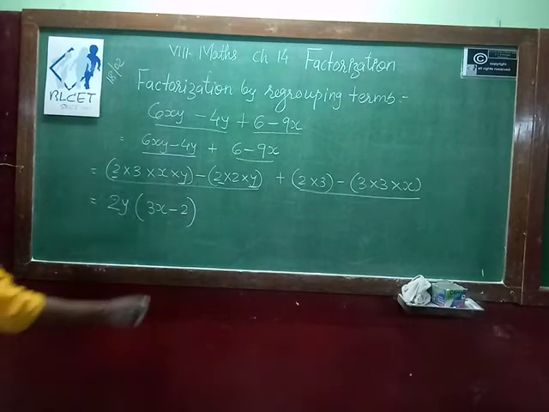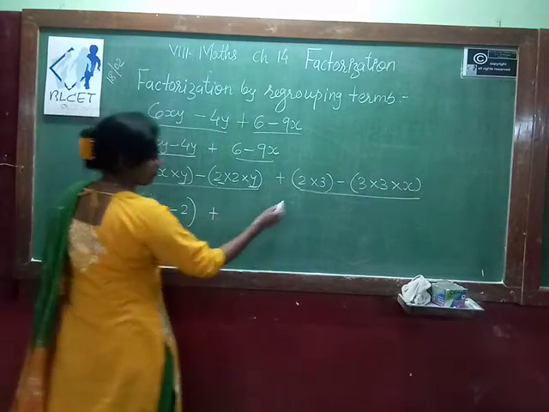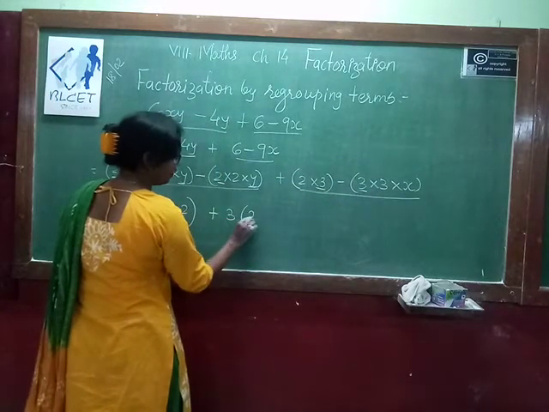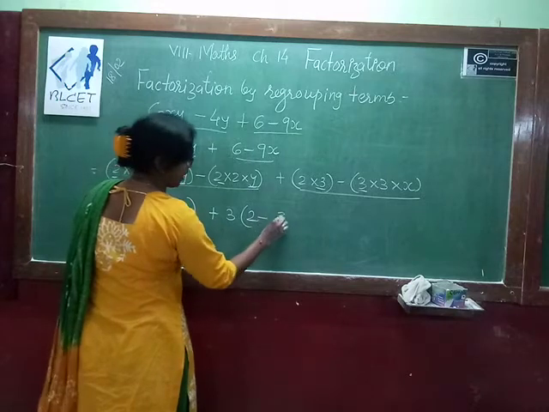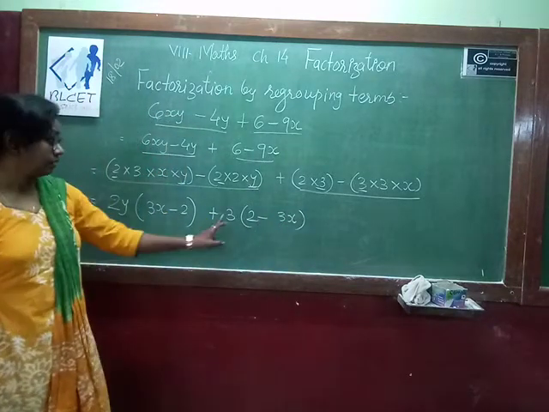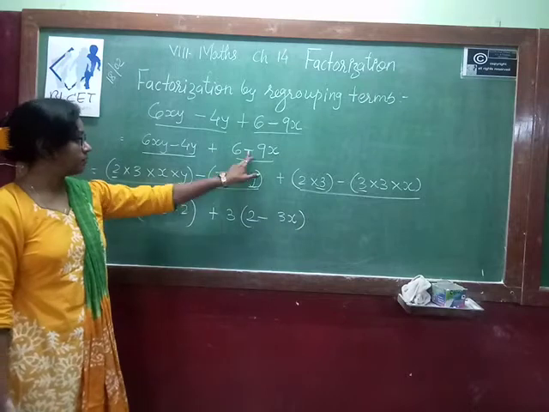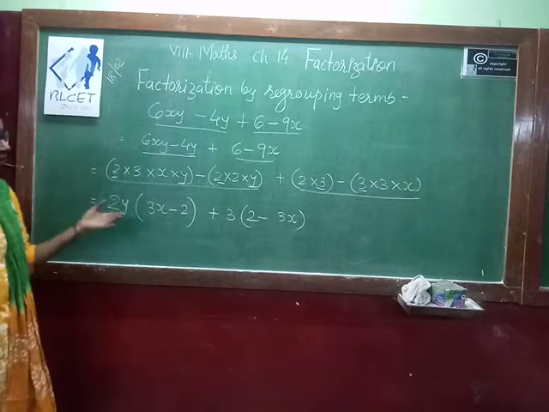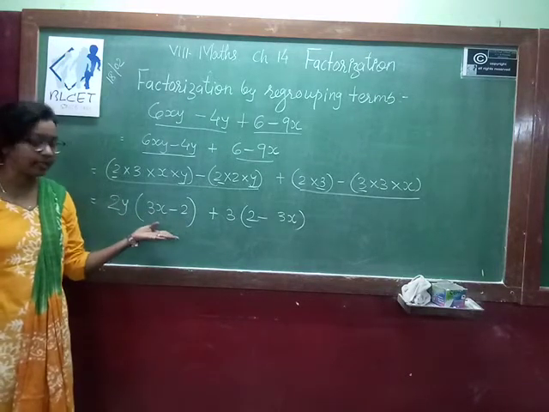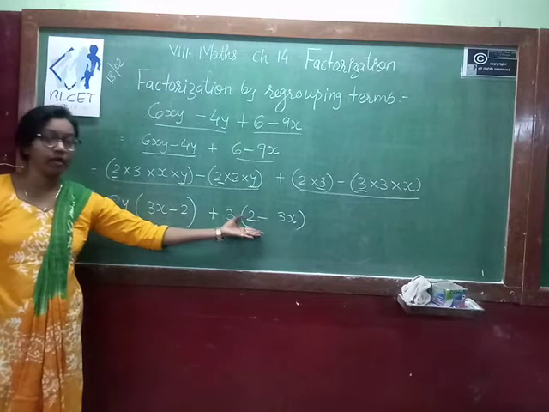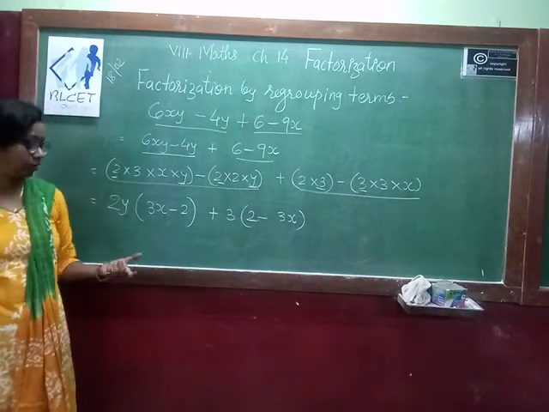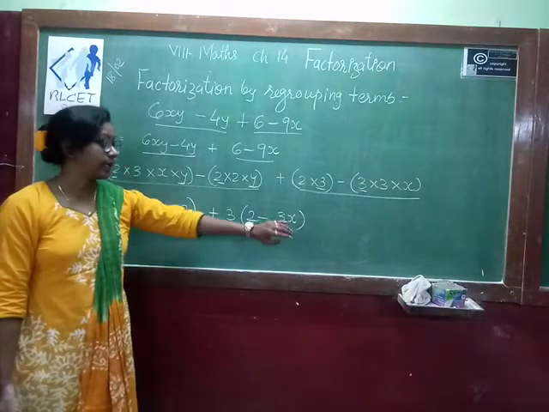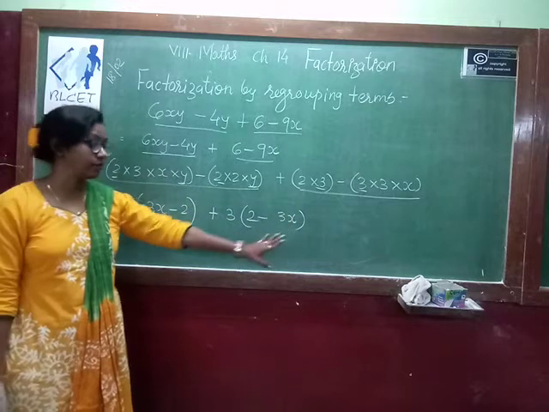Next, plus. What is common here? 3 is common. What is left? 2 minus 3x. Want to check your answer? 3 twos are 6, minus 3 threes are 9x. You will get the answer. Now this is your first group and this is your second group, and you have to take one common term from both. But here 3x minus 2 is there, and here 2 minus 3x is there. So anyhow we have to convert this in terms of 3x minus 2.